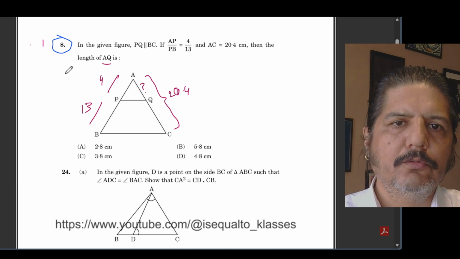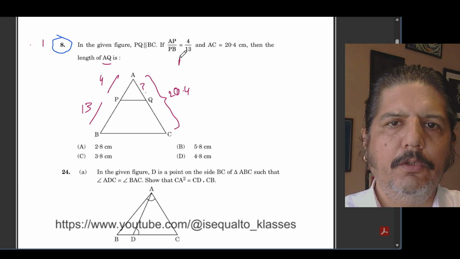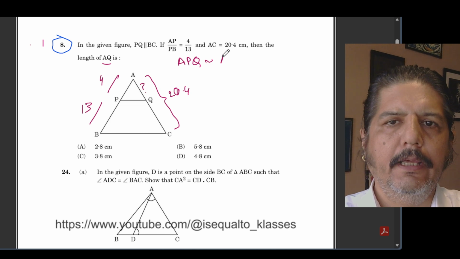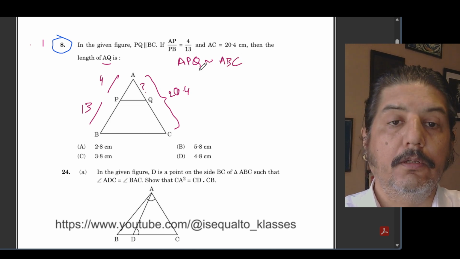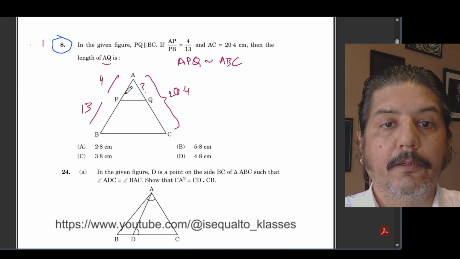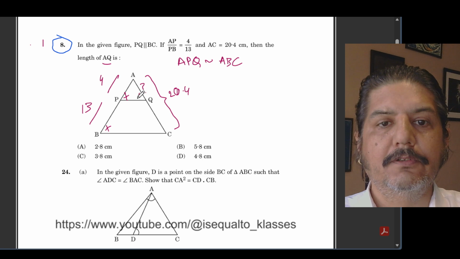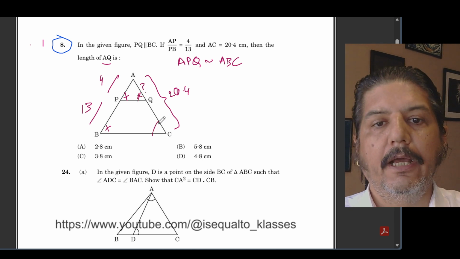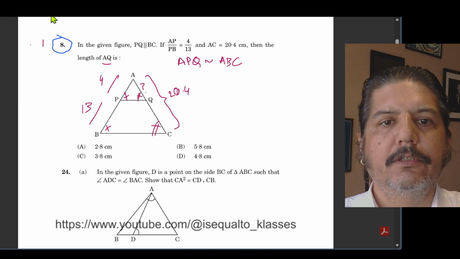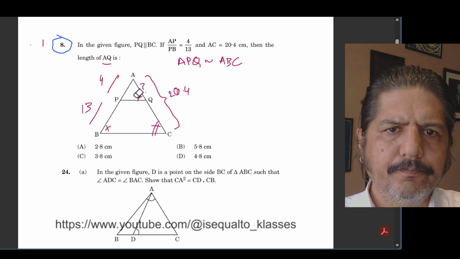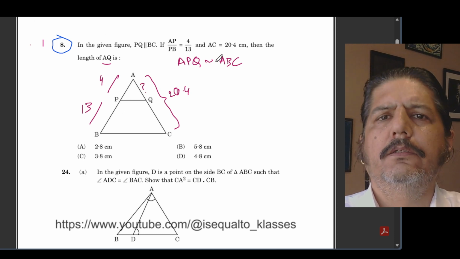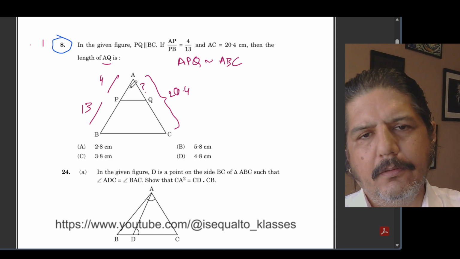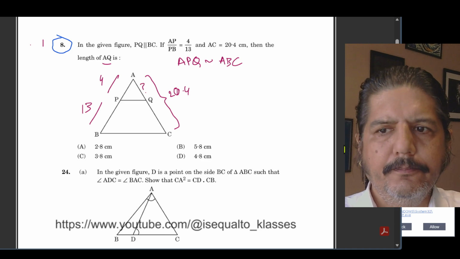First of all, what we need to see is that triangle APQ is similar to triangle ABC. So this is what we need to understand. Why? Because these are parallel lines, so therefore this angle is equal to this angle. So I have two angles that are equal, so therefore I have similar triangles. I hope this point is clear. This is not a very difficult point.